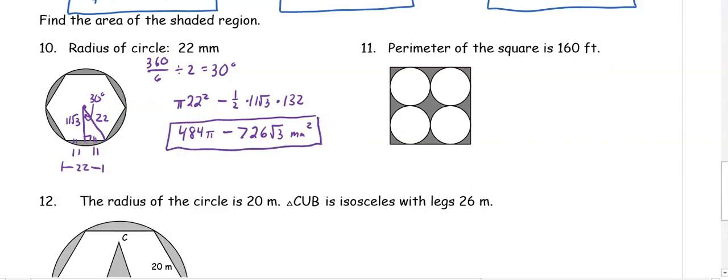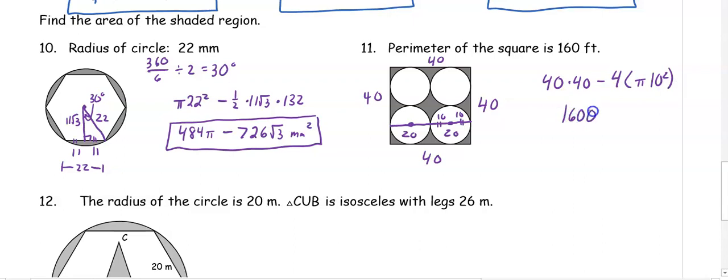In number 11, the perimeter of the square is 160, which means each side is going to be 40 because we're going to divide 160 by 4. So we get each side is 40. If I draw in 2 diameters of the circle, that makes each diameter 20. And if I cut that diameter in half, the radius of each circle is 10. So we would do the area of the square, which is 40 times 40, minus the area of 4 circles. And each circle is going to be pi 10 squared. So we get 1600 minus 400 pi feet squared.